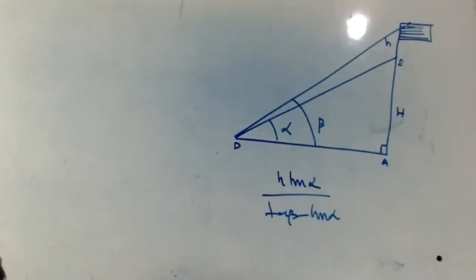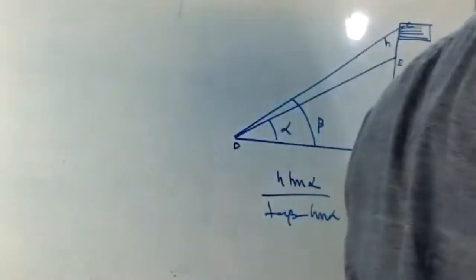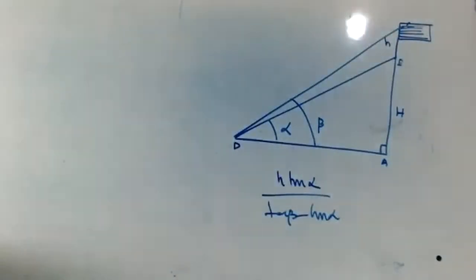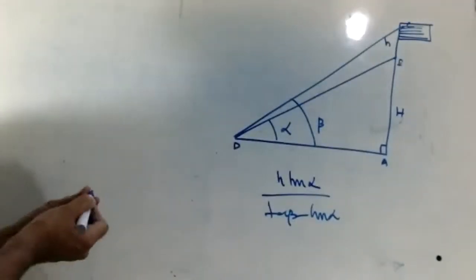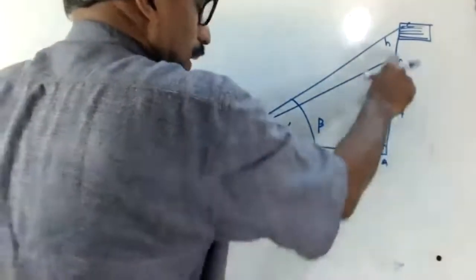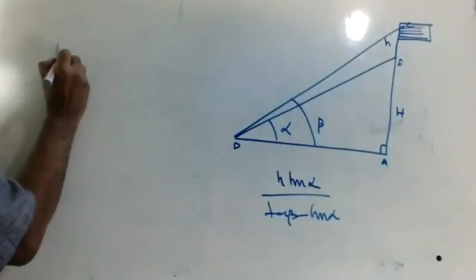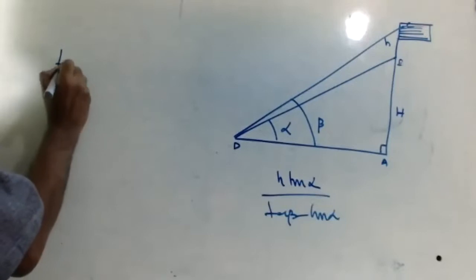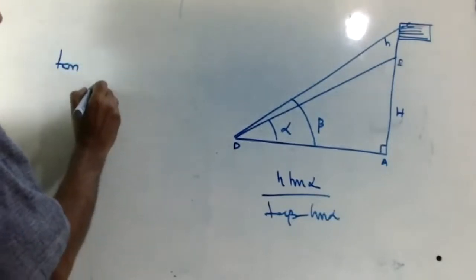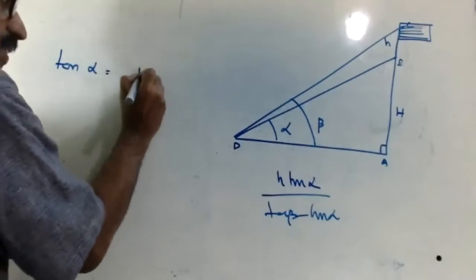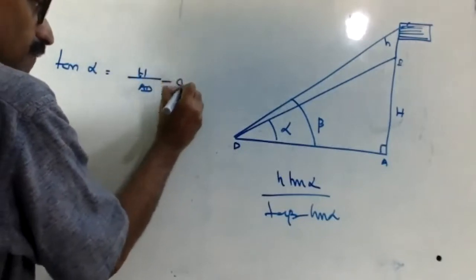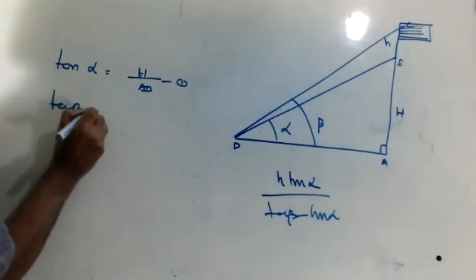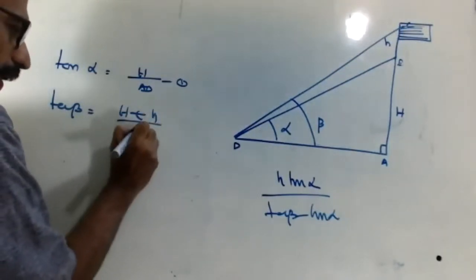After that, look here now. In triangle ADB, tan alpha equals H by AD, number one. Then tan beta equals H plus h by AD.